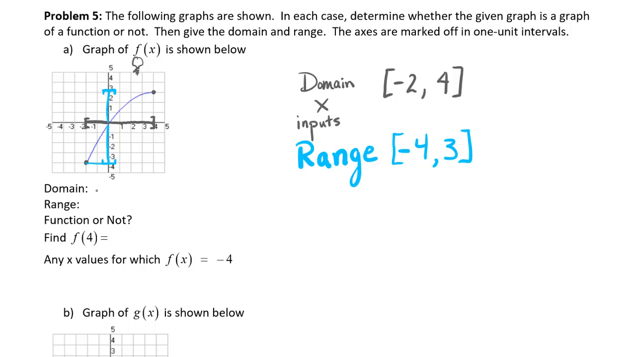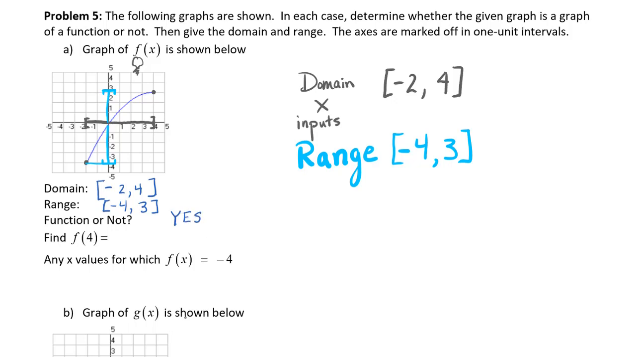So filling in my values, I have -2 to 4. We could also say this is open bracket, -2, 4, close bracket. That's kind of the notation that you need to get used to saying in your head for intervals. The range is open bracket, -4 to 3, close bracket. This is a function. So we can say yes, it is.